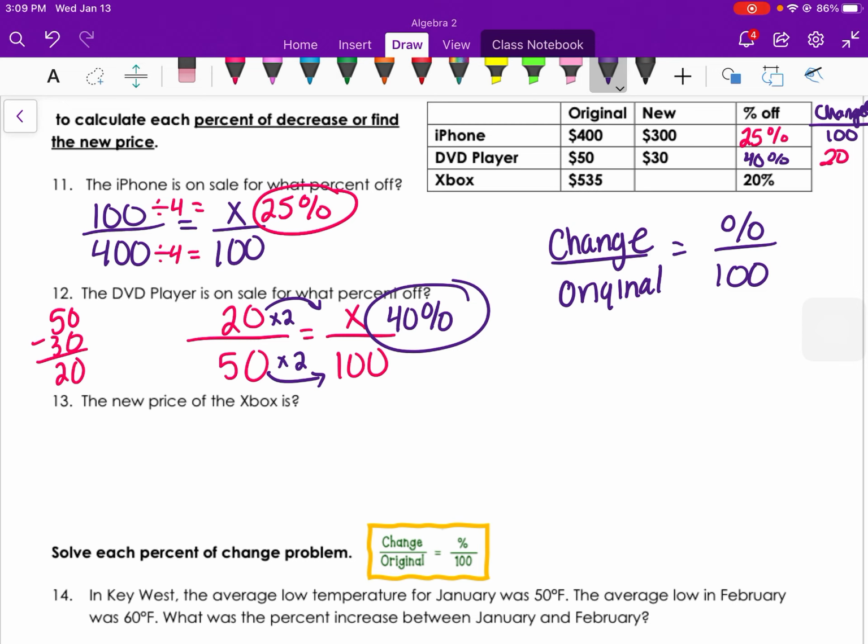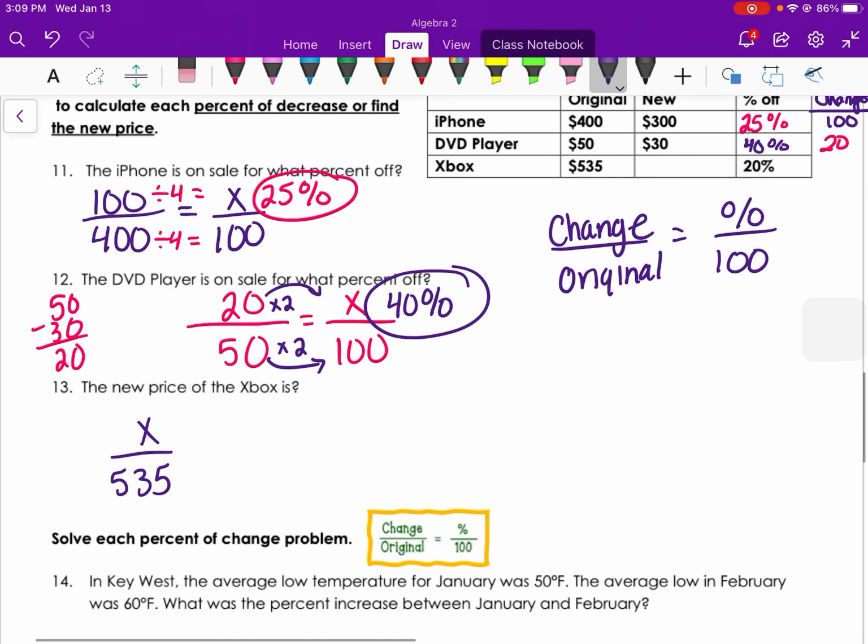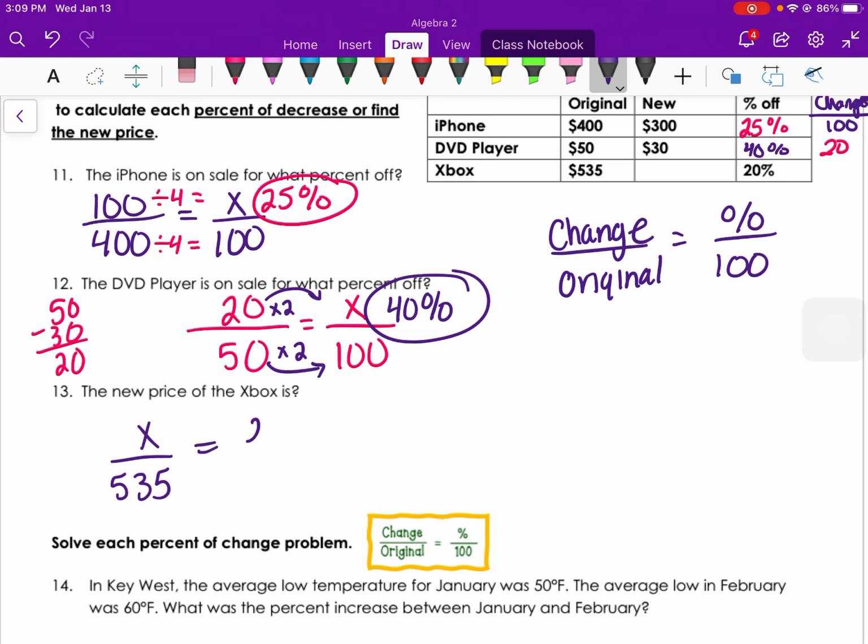And then the Xbox, the original price is $535 and it's 20% off right now. So I know that the original is $535. I need to know what the change in price was so that I can find the new price, and I know it was a 20% discount. So I'll solve for x and that'll give me the change in price. So 100 divided by 5 is 20. So 535 divided by 5 gives me my change in price.